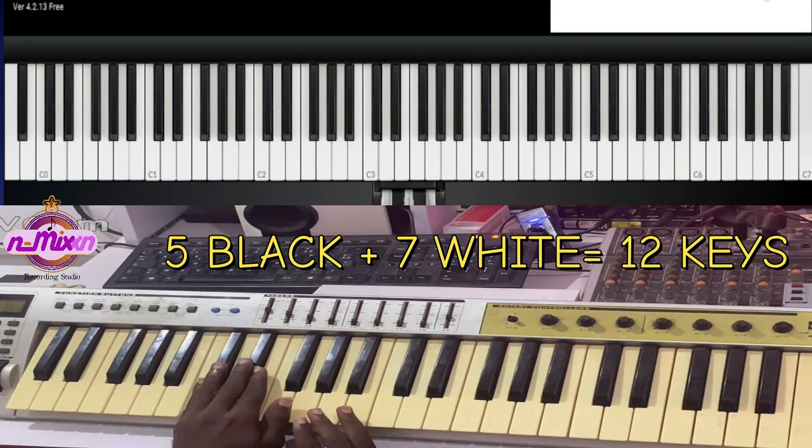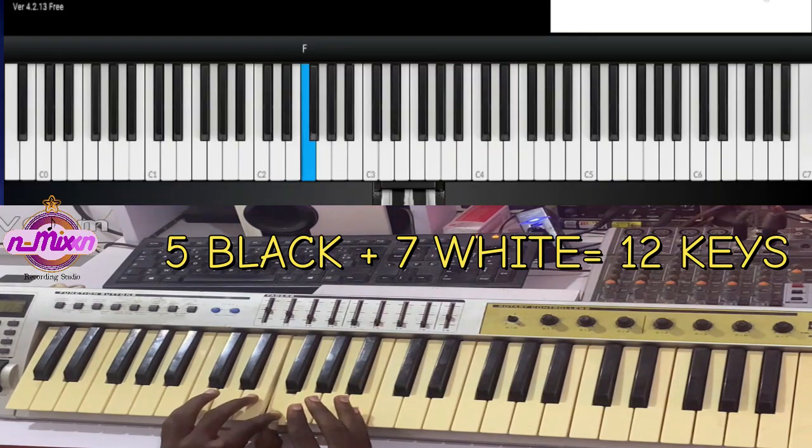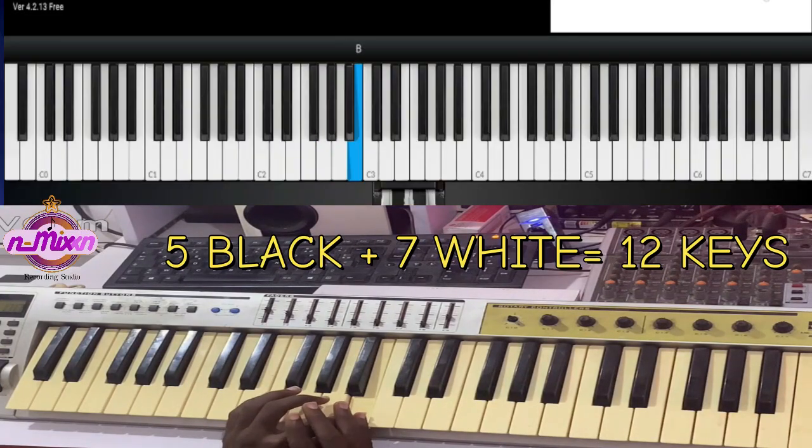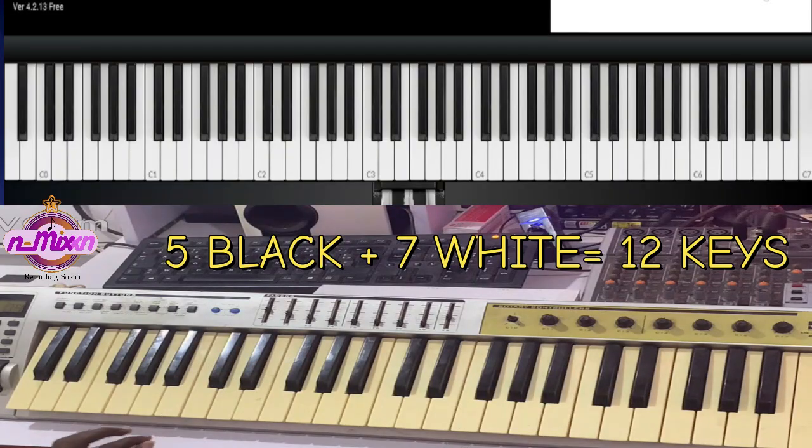This is the 2, this is the 3, that's 5. Then we want to count these ones. 1, 2, 3, 4, 5, 6, and then a 7, giving us what? 12. Okay, good. So as I said, we have 12 keys.